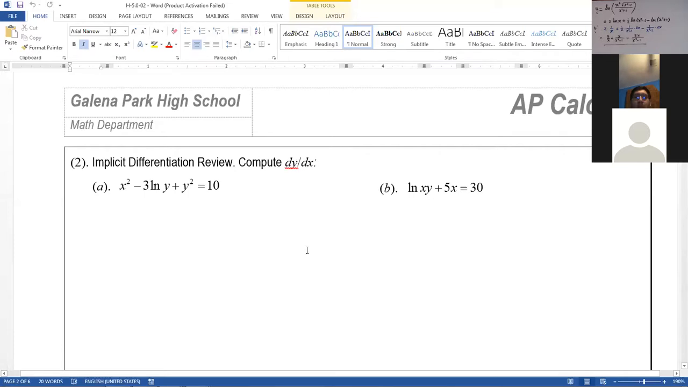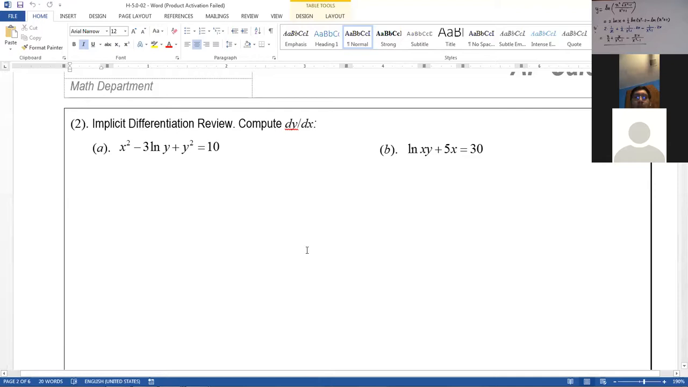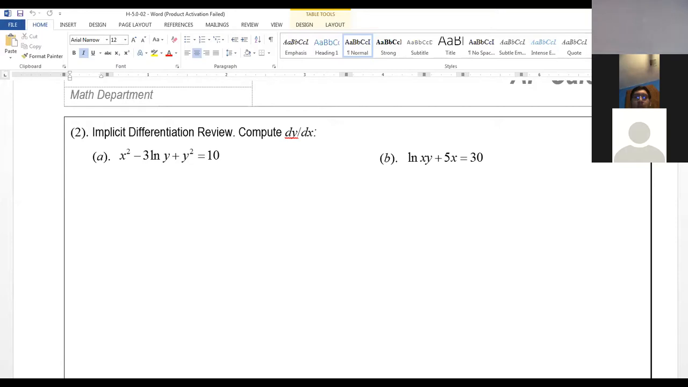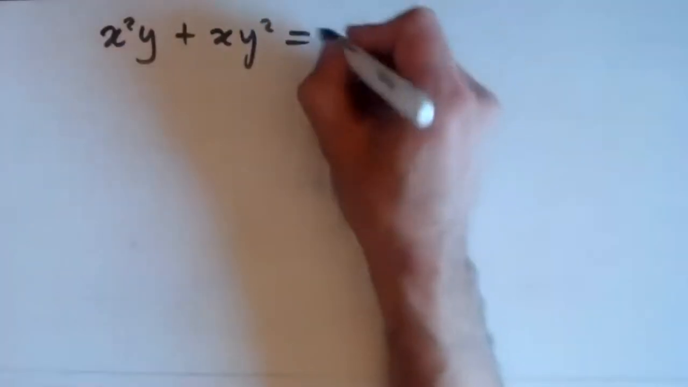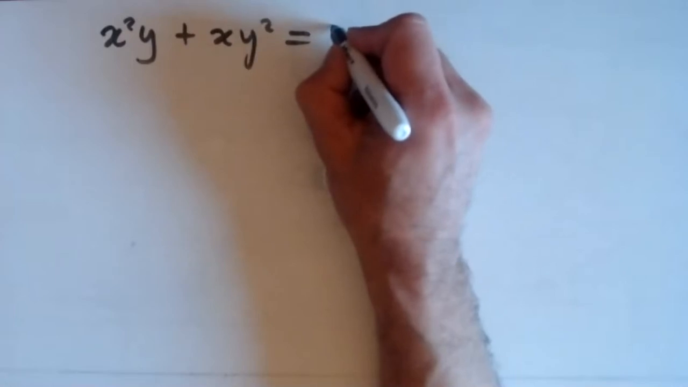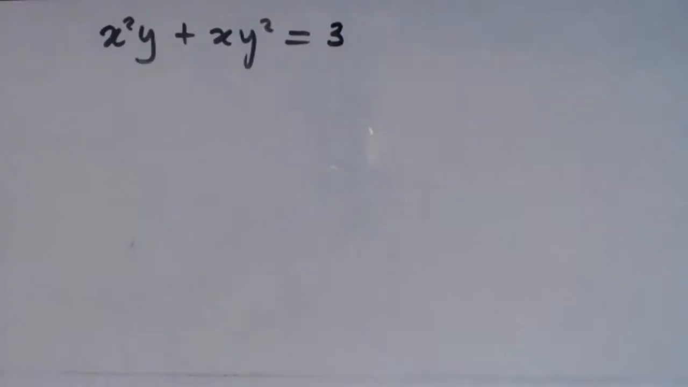Now, these ones, yeah, implicit differentiation. Let me review something about implicit differentiation because I'm sure you are not recalling this very well. Let me suppose I have a function like this: x squared y plus x y squared equals, I don't know, 3. Suppose you have that one.